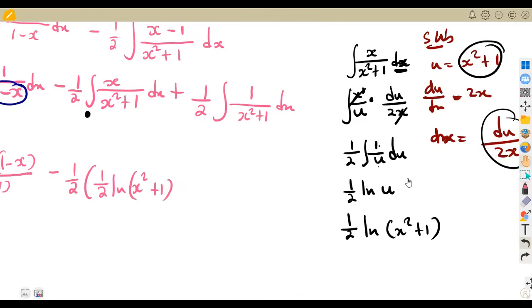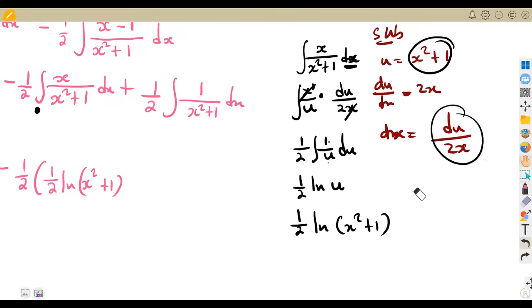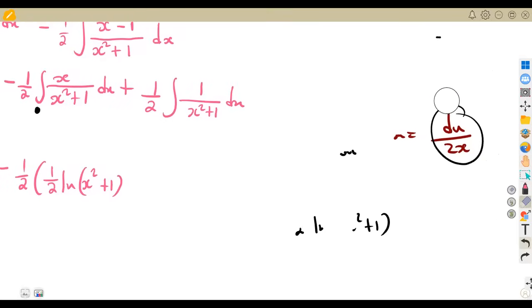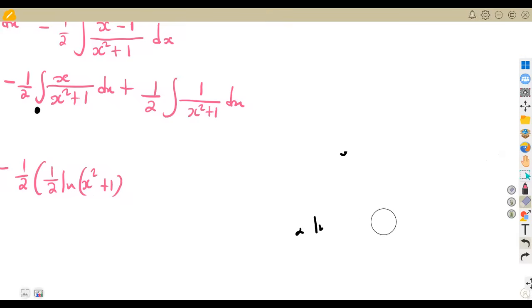Okay, then we move on to the integral of this 1 over this. All right, let's remove this and see. So you got plus 1 over 2. I'm supposed to close the first bracket for the ln. All right, so this is plus 1 over 2, and we integrate 1 over x squared plus 1.